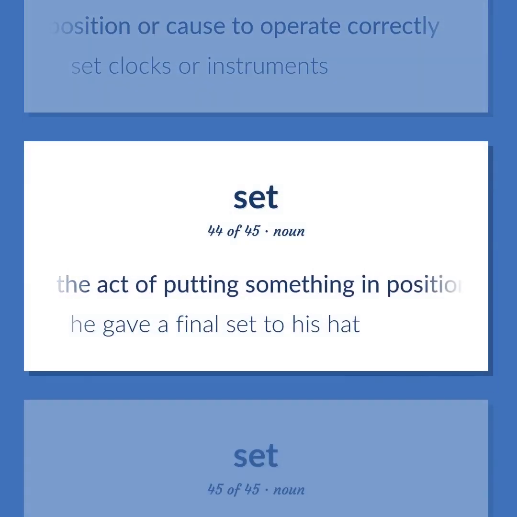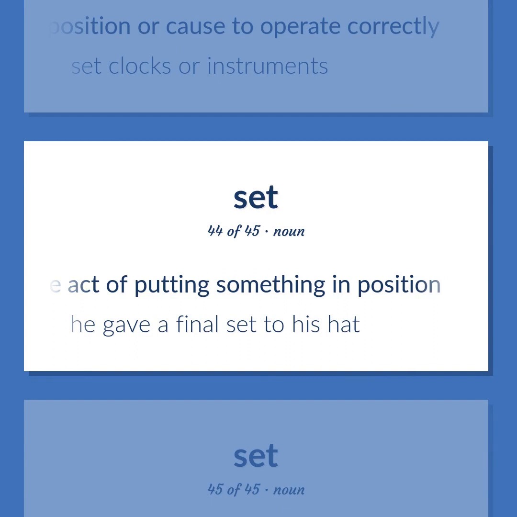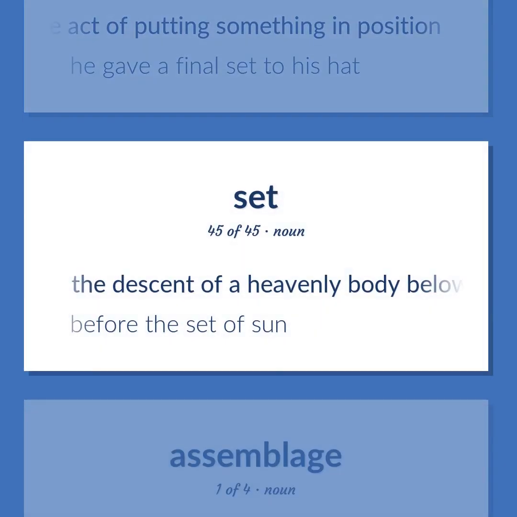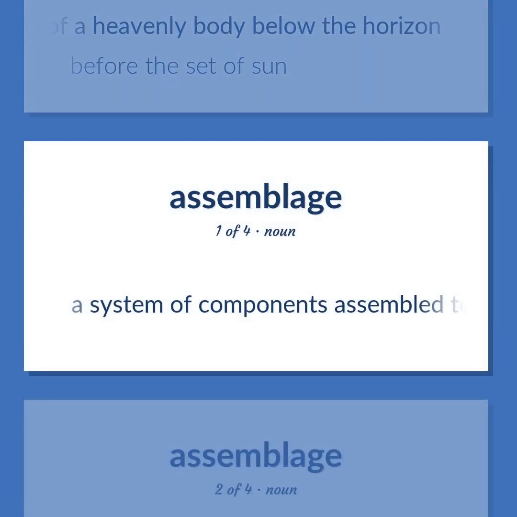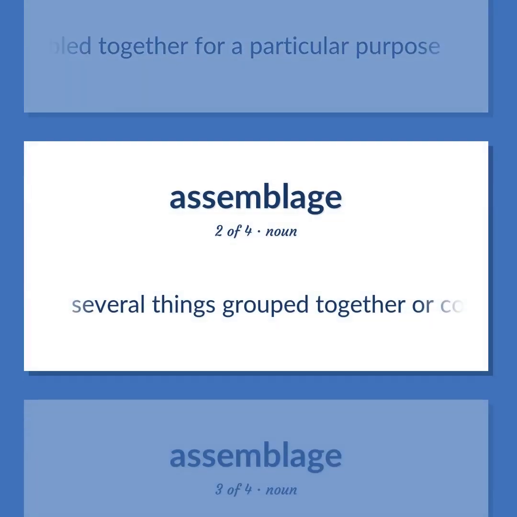The act of putting something in position. He gave a final set to his hat. The descent of a heavenly body below the horizon. Before the set of sun. A system of components assembled together for a particular purpose. Several things grouped together or considered as a whole.